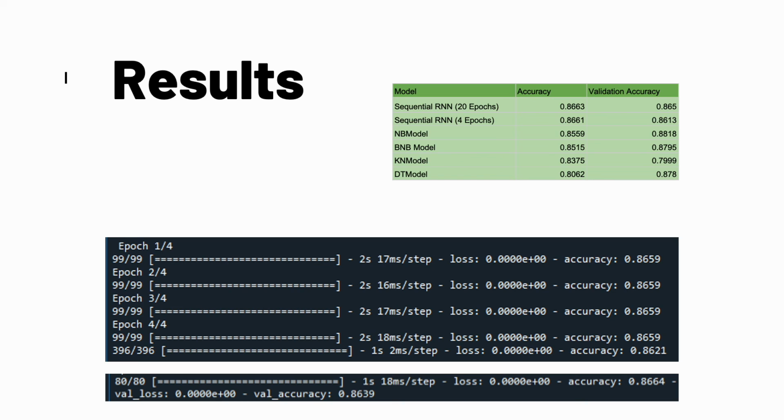However, for the validation accuracy, we did get some comparable results, with naive Bayes and Bernoulli both scoring about 88 and 87%, and the decision tree also scoring 87% for the validation accuracy. However, the K-neighbor scored below 80% for the validation accuracy, making our model superior in that sense.